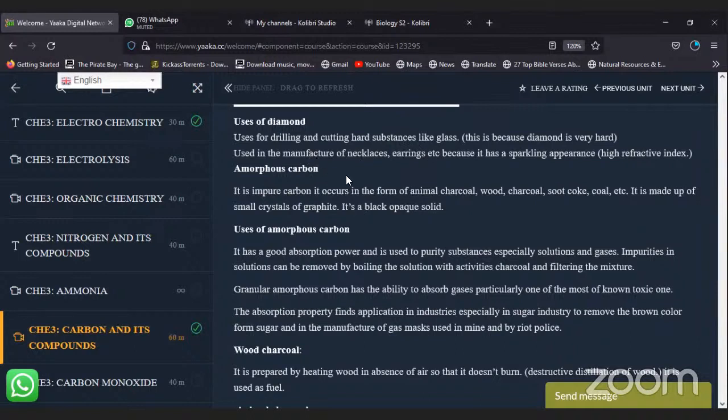They look great because of the high refractive index. So those are the uses of diamond. If you have any, you can always add. Okay, let's look at the last allotrope or form of carbon.